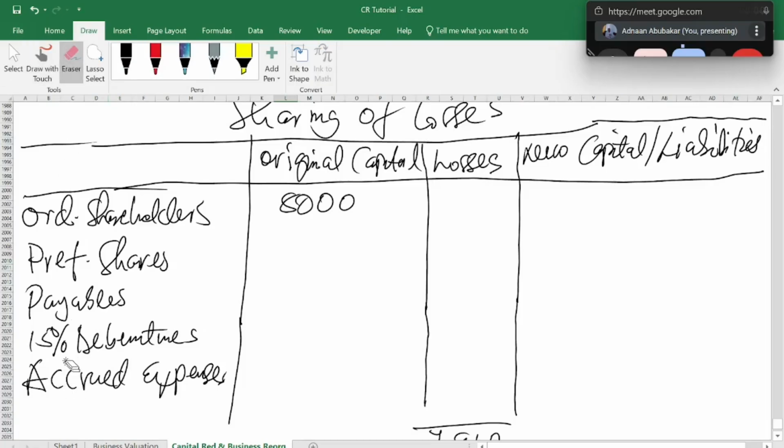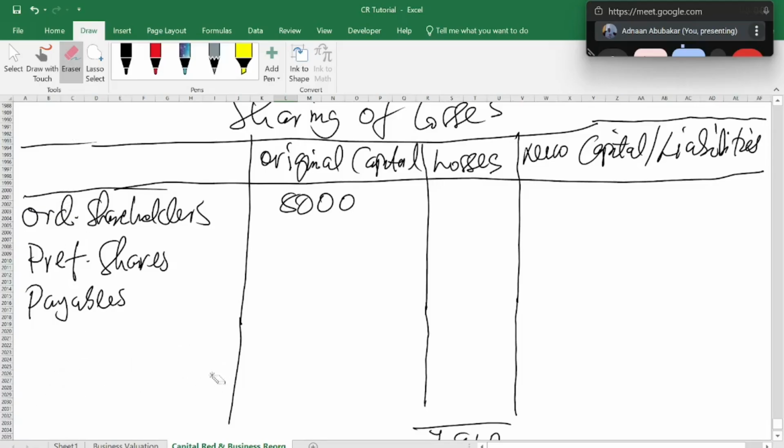So let me remove the debenture holders here. Well, the debenture holders are long-term liabilities. So let me bring the accrued expenses here. They are current liabilities. So somebody can share it among the ordinary shareholders and preference shareholders and payables alone. Someone can share it among the three. Somebody can share among preference shareholders and then ordinary shareholders. It all depends on the liquidation losses percentages. So yeah, let's go fast. So how do you want to share it?